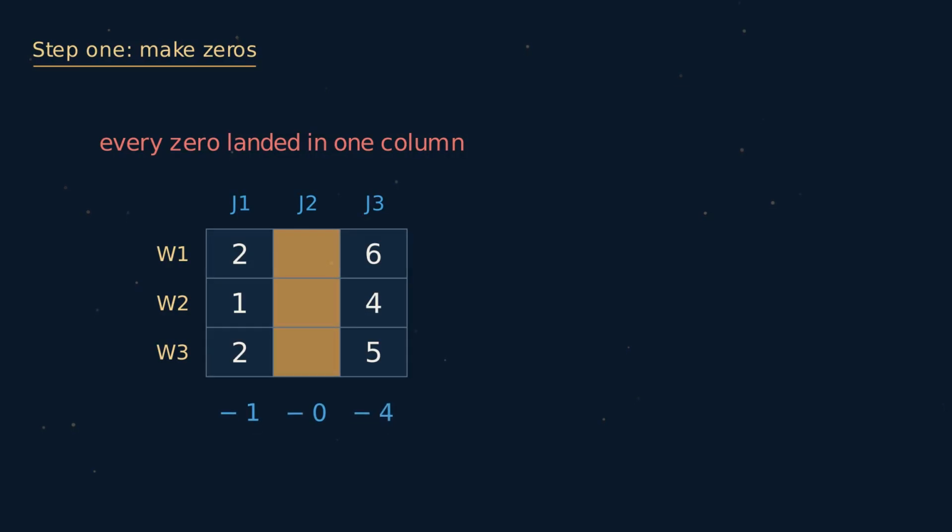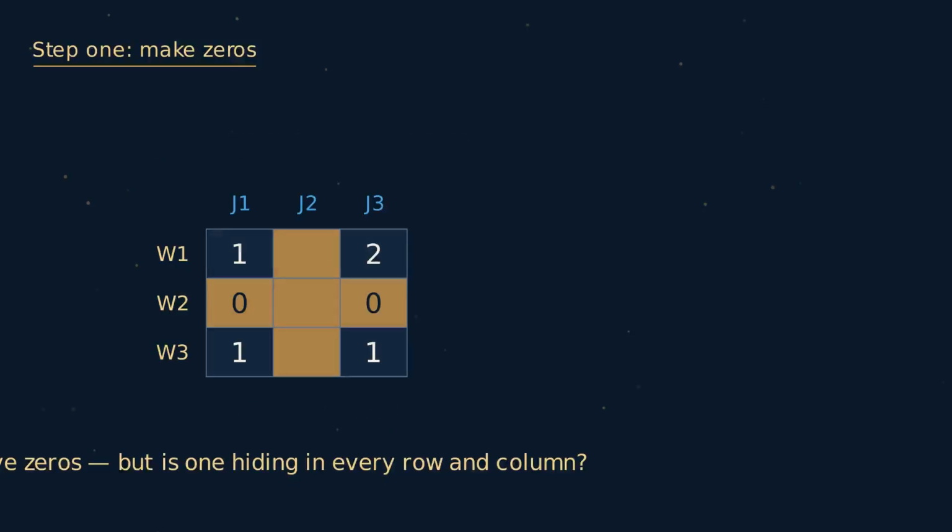So repeat the trick down the columns. The column minima are 1, 0 and 4. The middle column already has a 0, so it stays exactly as it is. Subtract, and the picture opens up. Zeros now appear in fresh places, spread across rows and columns. 5 zeros on the board.